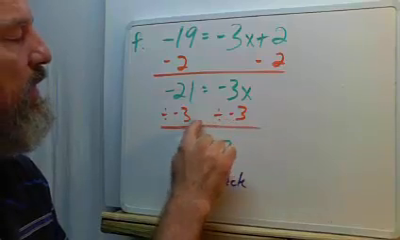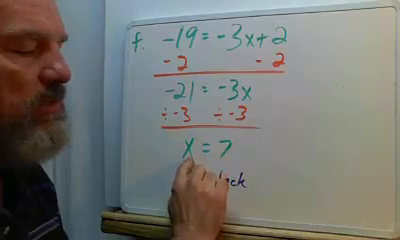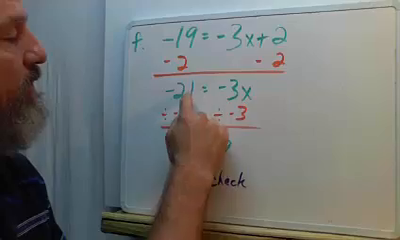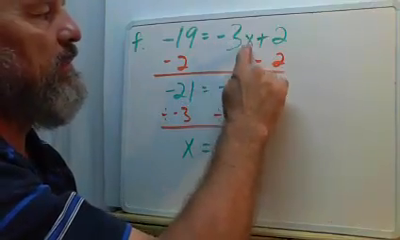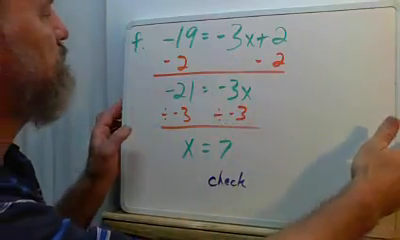Divide by negative 3 on both sides, and we end up, notice I moved the x over to this side. It's okay to do that in this situation. x equals negative divided by negative gives us a positive 7. Back up to the top, negative 3 times 7, negative 21, plus 2 is negative 19.